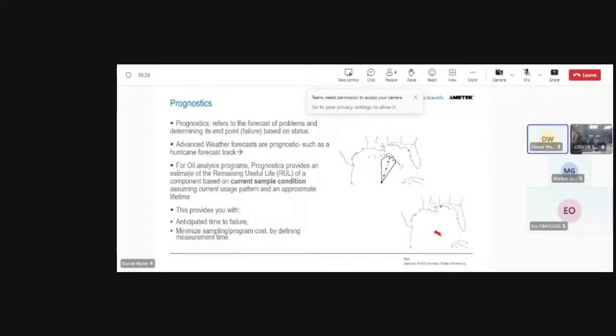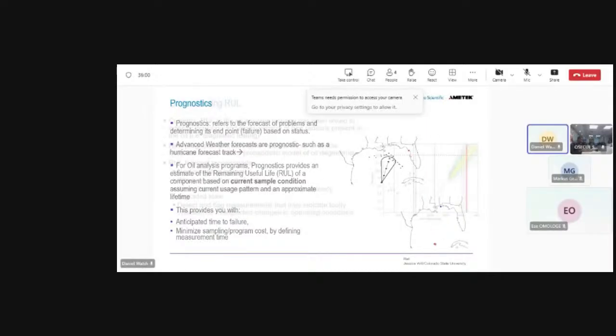The data technology, the artificial intelligence that's now coming into these softwares, is powerful enough to do what only weather forecasters could do years ago. That's the big thing that you're going to be investigating and starting to adapt in your facilities. What this does for you is that based on the current sample condition, you would be able to determine a remaining useful life. This gives you the anticipated time to failure, as well as managing your program cost.